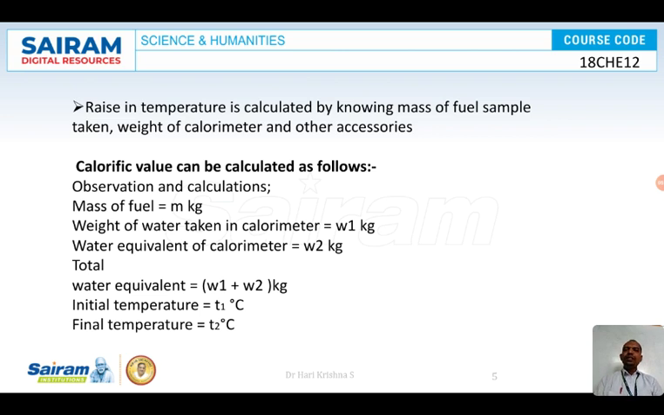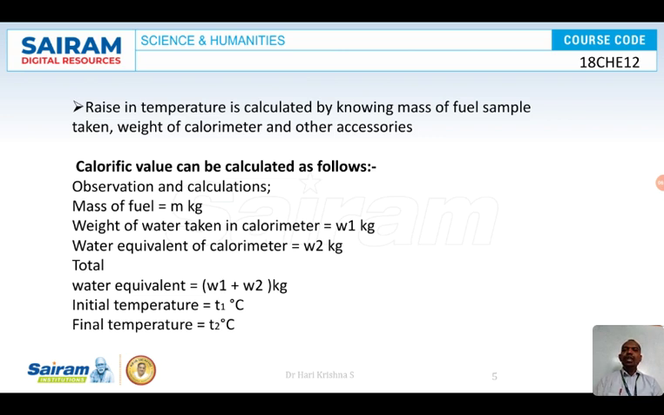Once you note down the rise in temperature, the mass of the fuel sample taken, and the weight of the calorimeter and other accessories, the calorific value of the fuel can be calculated as follows. We note down the mass of the fuel, which will be taken as m kg. The weight of water taken in the calorimeter we will consider as W1 kg. And the water equivalent of the calorimeter. What is water equivalent?